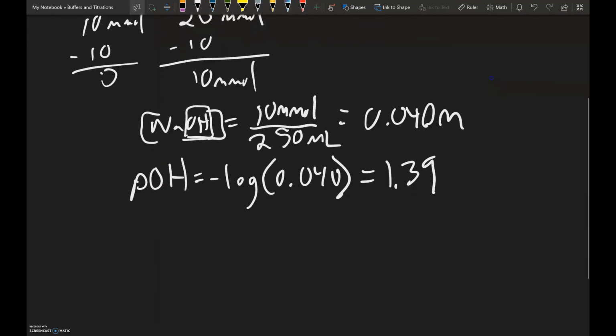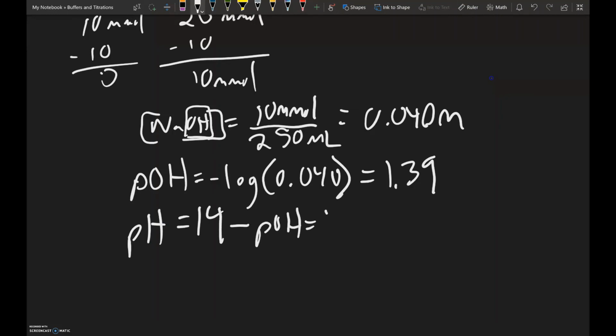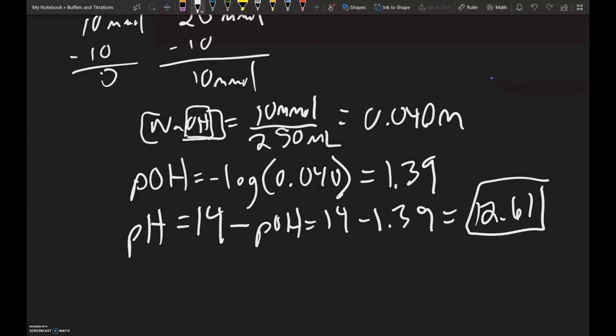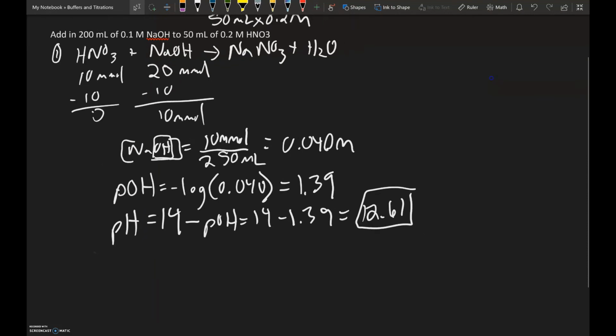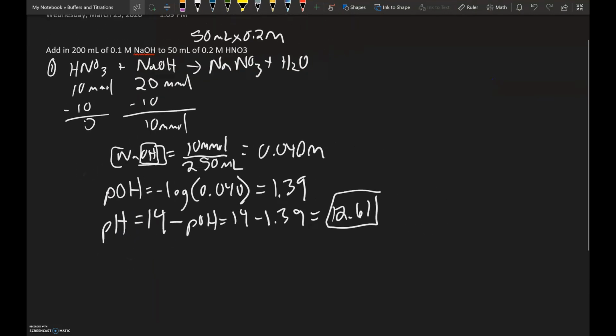pOH. To solve for the pH, we're going to do 14 minus the pOH. So 14 minus the 1.39, and that gives me 12.61 for the pH of the solution. And that's what we should expect because there is excess sodium hydroxide left over.